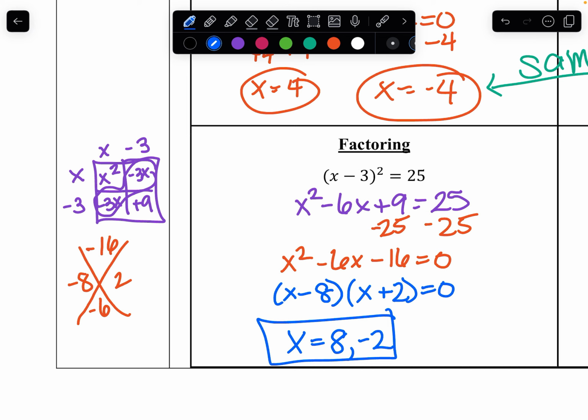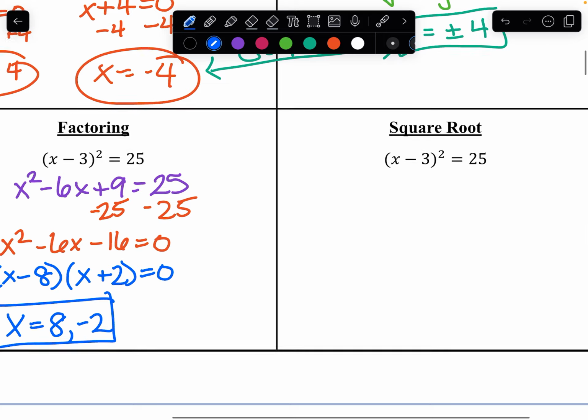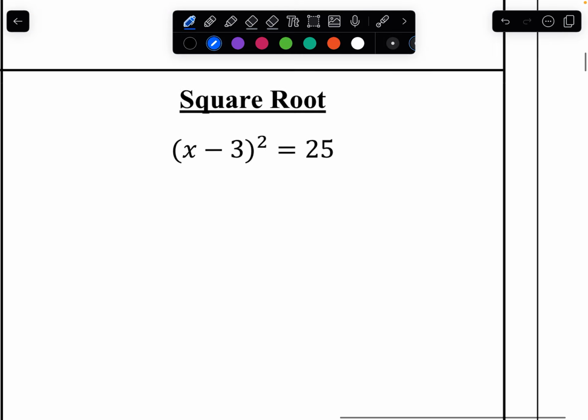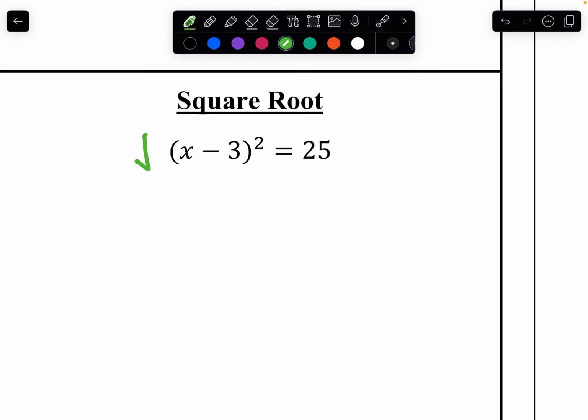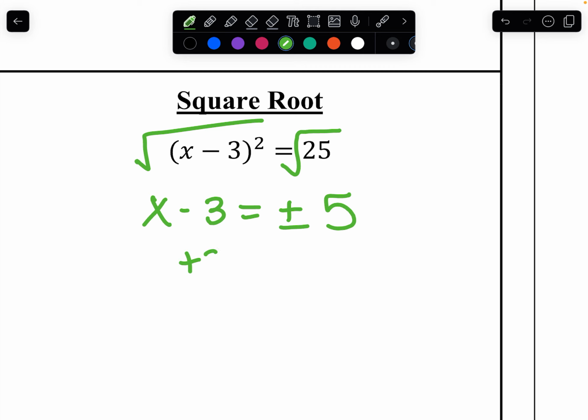Now, factoring doesn't always work, and so this is a special case. Instead, what we can do, because it kind of looks like vertex form, because the squared term is by itself, is take the square root of both sides. We would get plus or minus 5, because 25 is a perfect square. Add 3 to both sides. Now, technically, right now, these are not like terms.